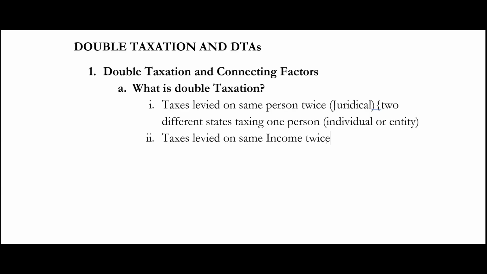We call it what? Juridical double taxation, because it is jurisdictional. Two different countries are taxing the same income. Makes sense. Okay, let's go to the next category. Now, when taxes are levied on the same income twice, we call it economic double taxation.